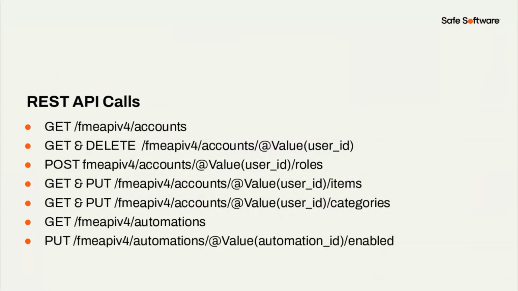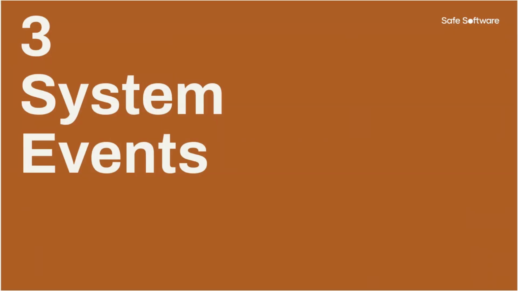Here are the REST API endpoints that I used for that second demo. Again, I'm really making use of that accounts endpoint for the migration, and I'm also using the automations endpoint to identify and enable those transferred automations. Okay, so that concludes the user management section. Now I'll pass it off to Mark.